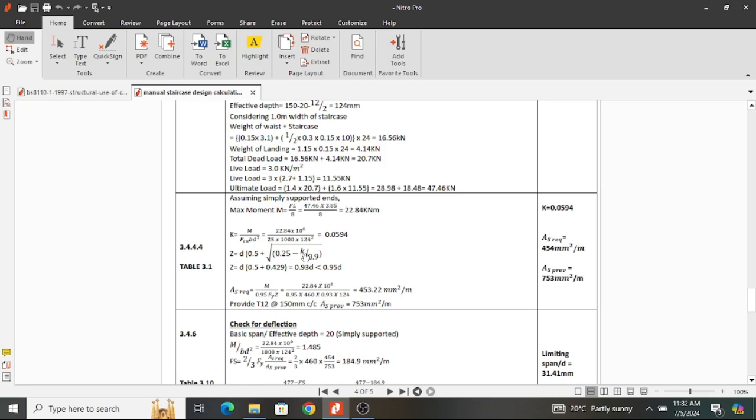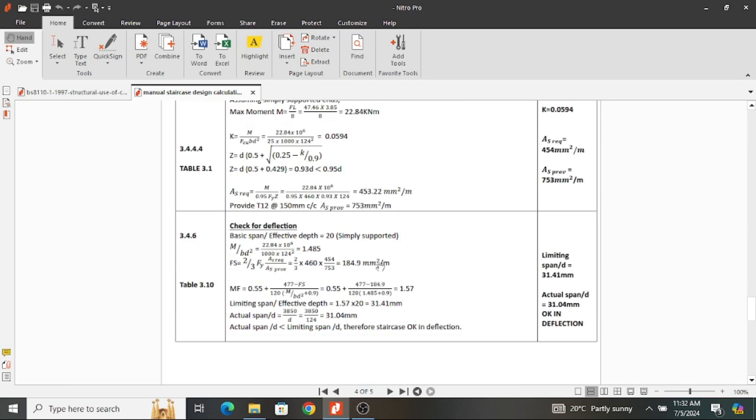And once you use the moment, you can also come up with that Z, and you determine the area of steel required, which was 453.22 millimeters squared per meter. This is not very high as opposed to the ones we obtained earlier on. So you provide 12 millimeter bars spaced at 150 millimeters center to center. And that is 753 millimeters squared per meter. Therefore, let's still carry out the deflection check.